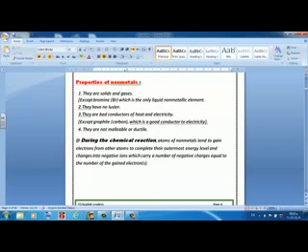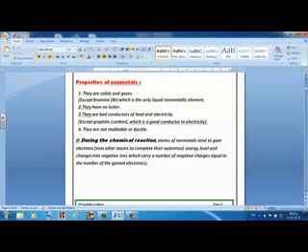Yes, now we have the properties of nonmetals. Number 1, they are solids and gases, except bromine, Br, which is the only liquid nonmetallic element. I mean all nonmetals are solids and gases. Around us, all nonmetals are solids and gases except bromine only, which is the only liquid nonmetallic element. Number 2, they have no luster. I mean they are not shiny, like sulfur.